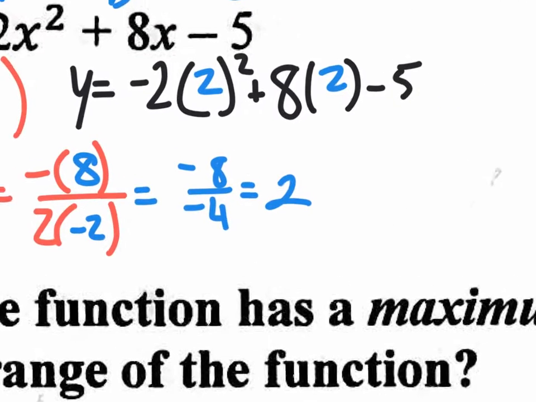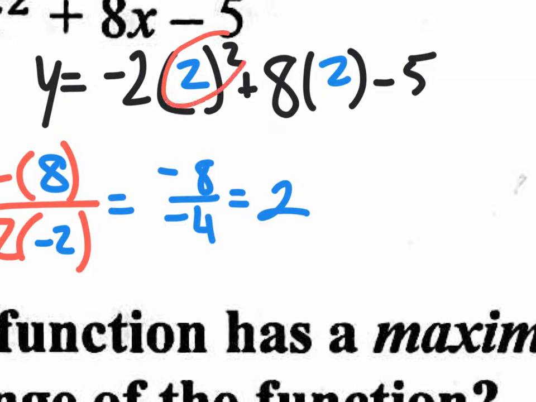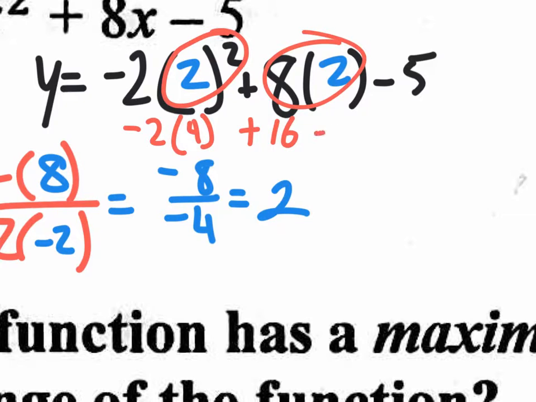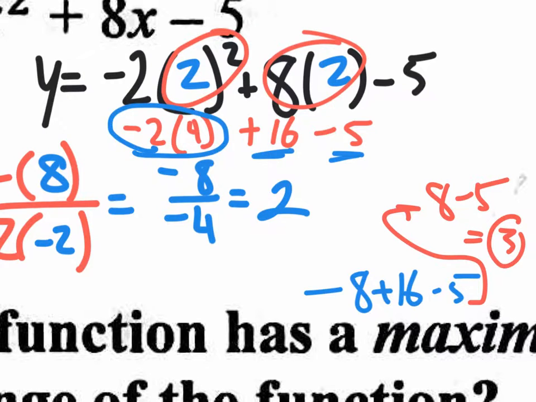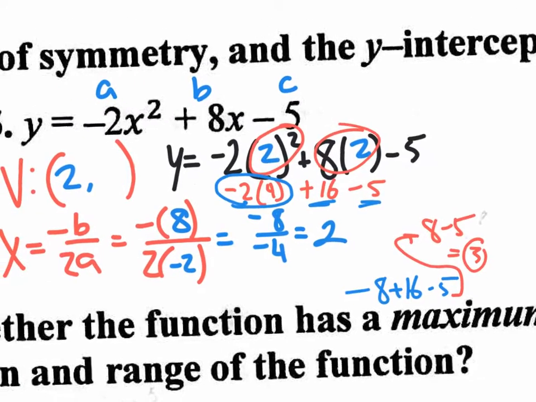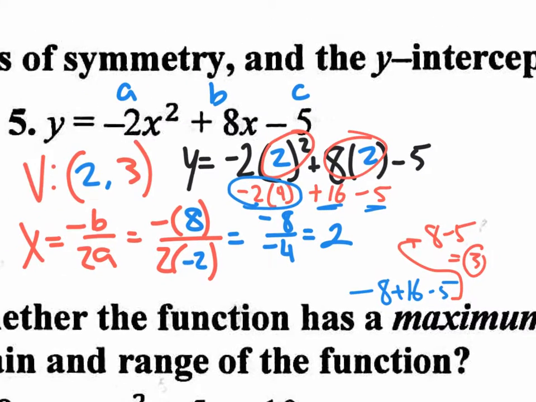So let me just focus in on this right here. If I were to do exponents first, 2 squared is 4, so I really have negative 2 times 4, and then I have plus 16 because 8 times 2 is 16, and minus 5 at the very end. So when I look at negative 2 times 4, that's negative 8. Negative 8 plus 16 minus 5: negative 8 plus 16 is positive 8, so I really end up with positive 8 minus 5, which ends up being 3. Are you with me? So that is your Y value of your vertex, 3. So we found the vertex.